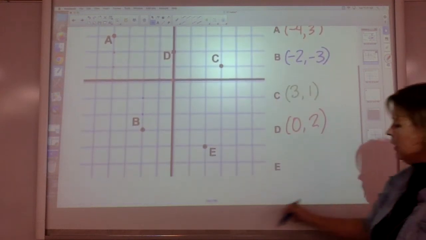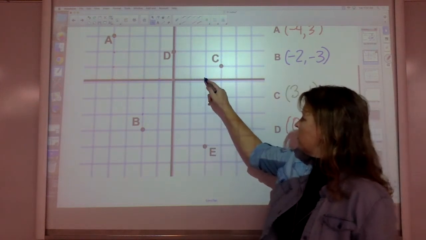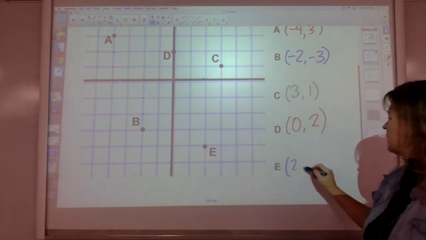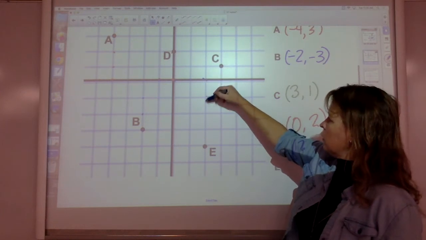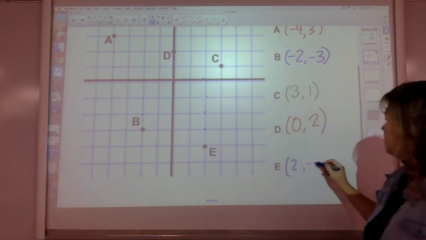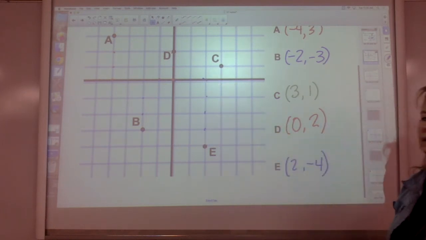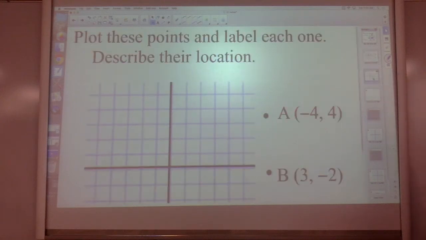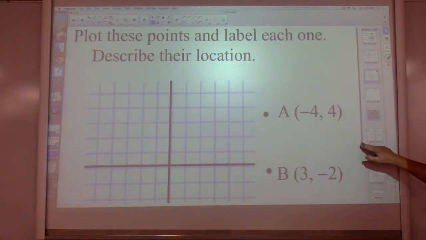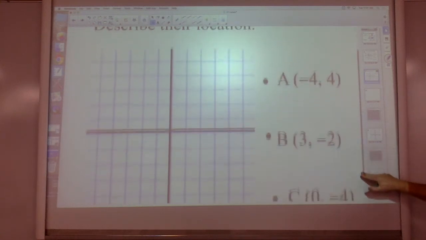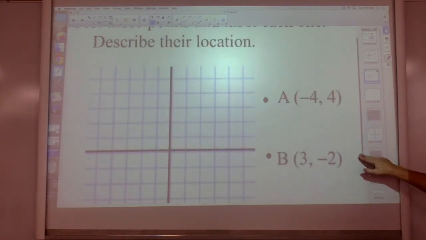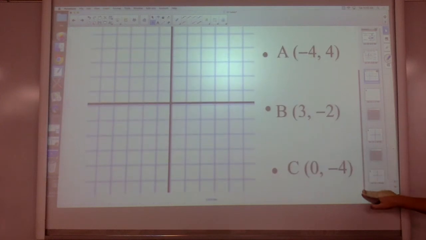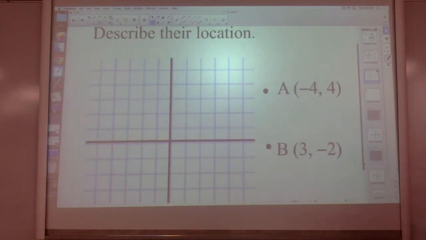Whereas E is going from the origin over 2 spaces on the x-axis and down 1, 2, 3, 4. Because it's down 4, it's negative. All right, now coming up with coordinates the other way around: put these points on the graph and describe their location. Go ahead and pause the video, put A, B, and C on the graph, and label their location.